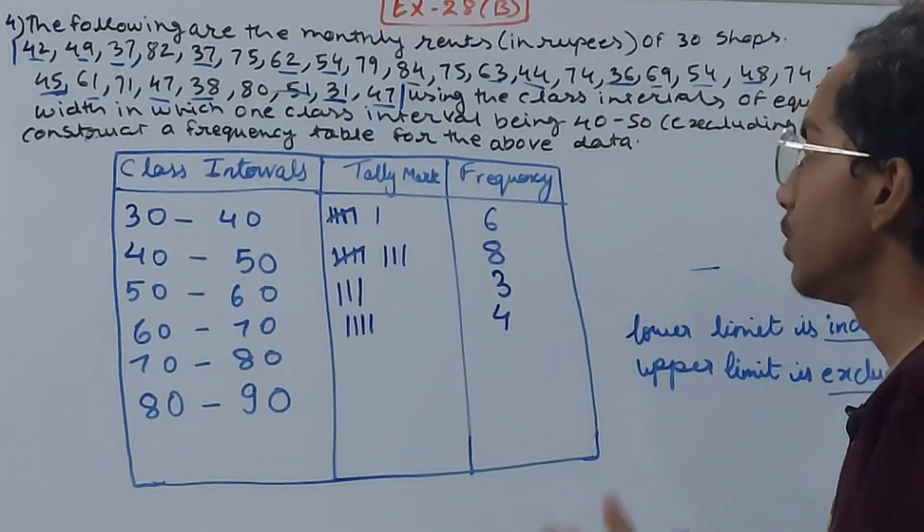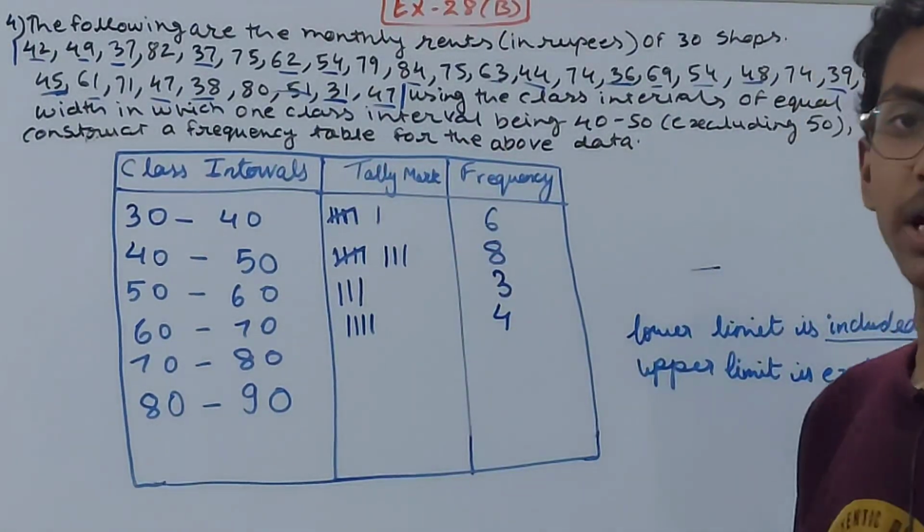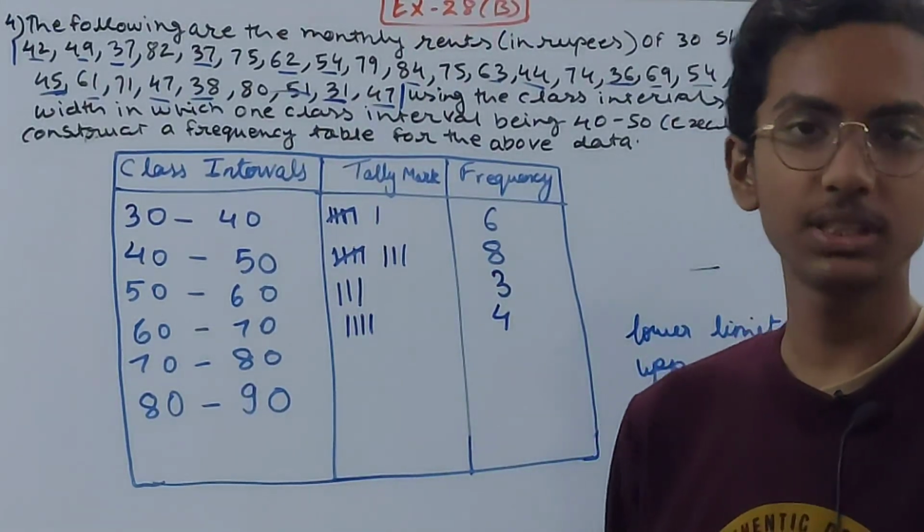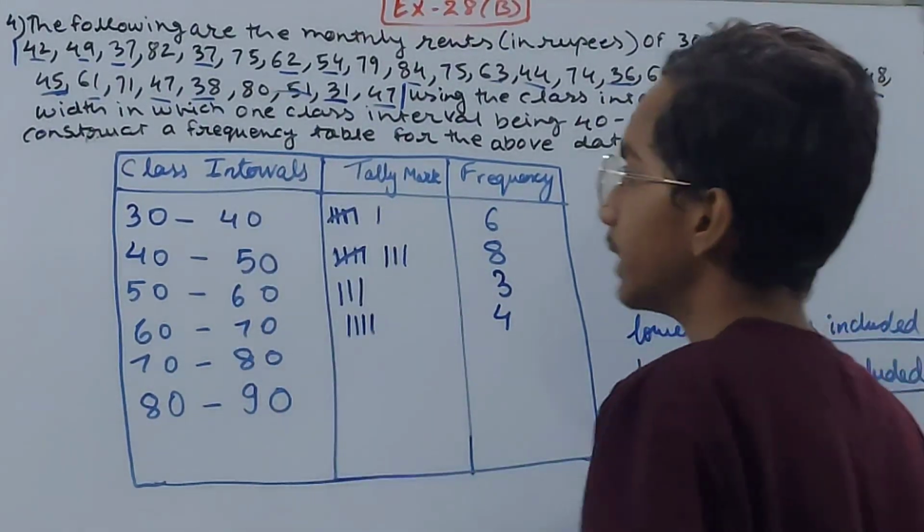Right? Okay, so you see that we write only the tally marks. We don't write down the value, the number. The observation is skipped because it has been grouped in class interval.